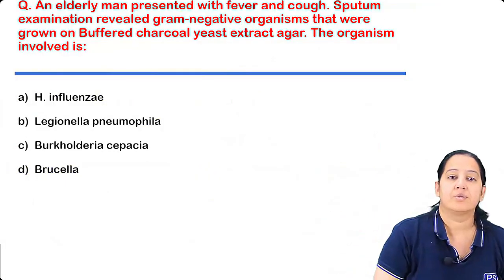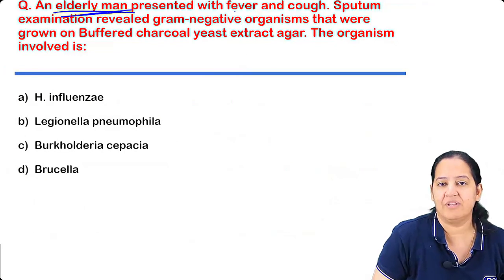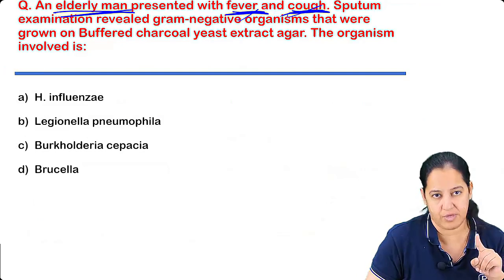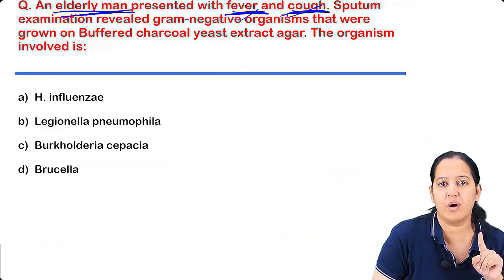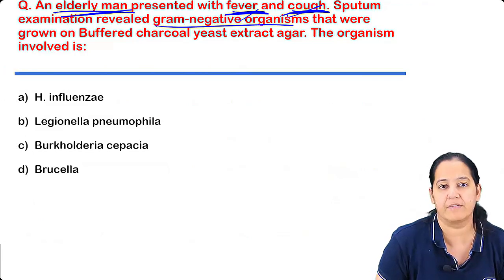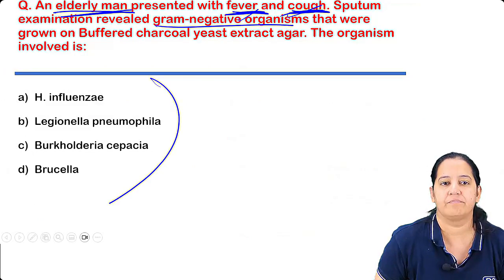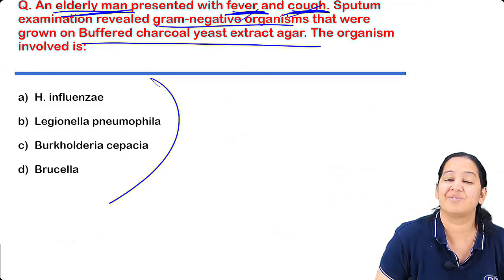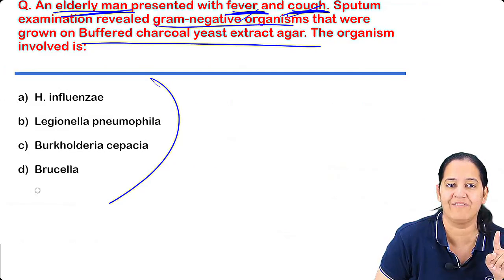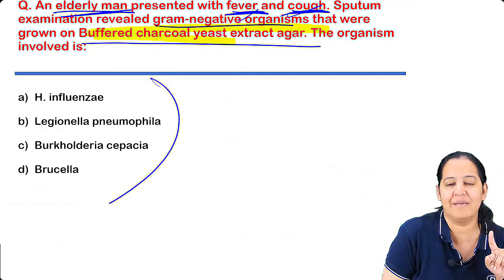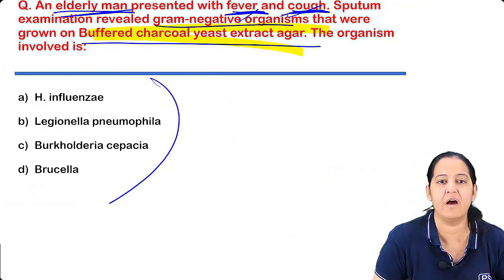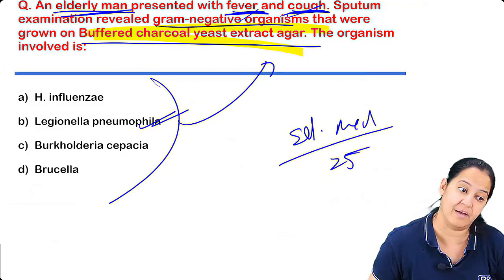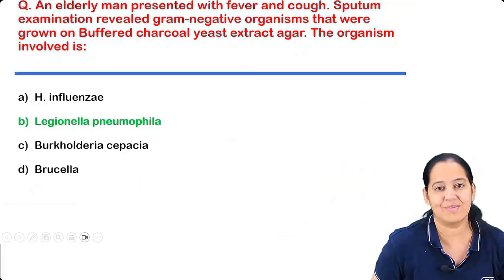An elderly man presented with fever and cough. Pulmonary symptoms are there. Sputum shows a gram-negative organism. They are all gram-negative, by the way, so I cannot rule out anything. But it can grow on BCY agar. The biggest clue in the question is BCY. BCY is selective for only one bacterium, Legionella. So you should know the selective media of all 25 bacteria in your syllabus. All means all. So that is Legionella.